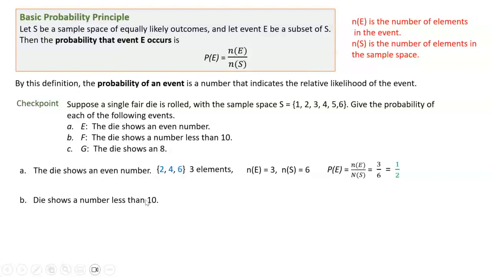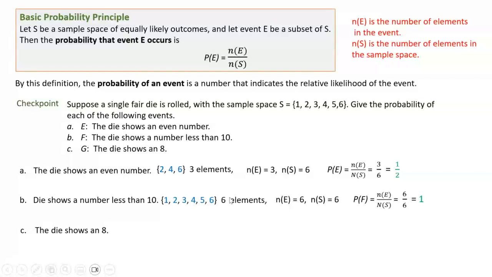A die shows a number less than 10. It is in my sample space, so it's going to be all 6, because numbers less than 10 include 1 through 6. So it's 6 over 6, which is 1. And a die shows an 8. No number shows an 8, so it's 0 over 6, which gives us 0. There's no chance you're going to get an 8.